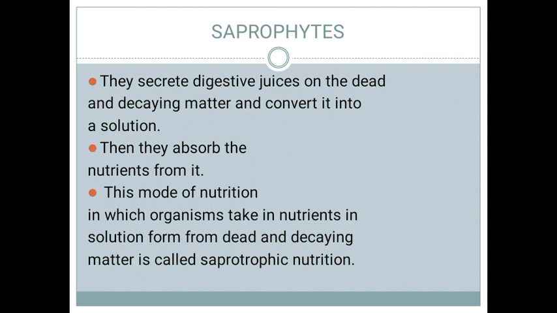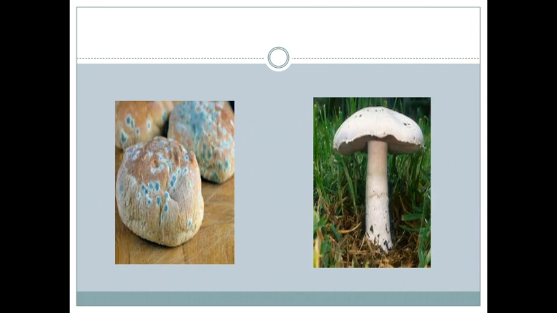They will be living on dead and decaying matter, and they will be secreting some digestive juices. And those digestive juices will make a solution. And from that solution they will derive the nutrients. So they are not able to derive the nutrients in solid form. They have to take it in the form of a solution. In order to make that into solution form, they will be secreting digestive juices. Okay. This mode of nutrition, in which organisms take in nutrients in solution form from dead and decaying matter, is called saprophytic mode of nutrition. You can see the picture of bread mold and mushroom also. Both are familiar to you.